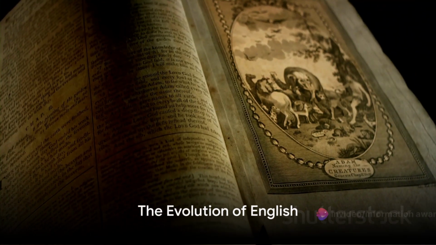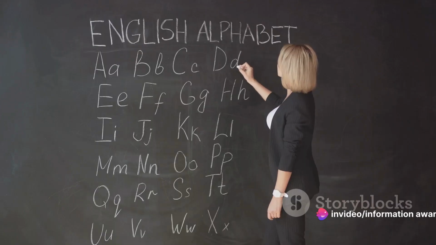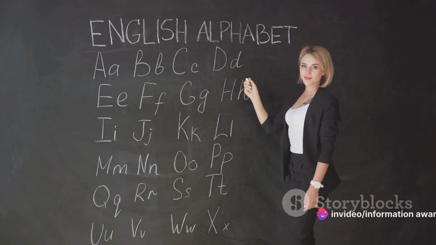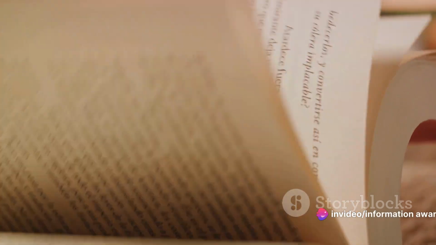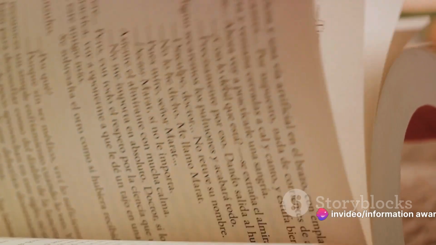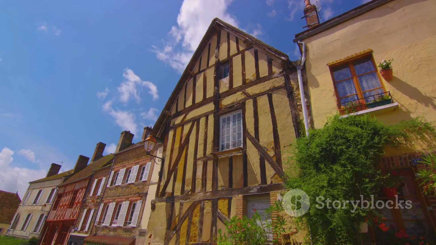How did English evolve from its early roots to the language we know today? The journey of the English language is a fascinating tale of transformation and adaptation. It all started with Old English, a Germanic language brought to the British Isles by tribes such as the Angles, Saxons, and Jutes. It was a language of rich inflections and a complex syntax, vastly different from the English we speak today.